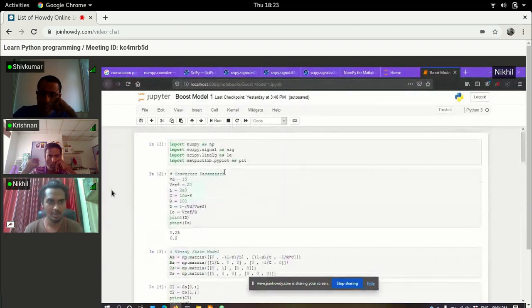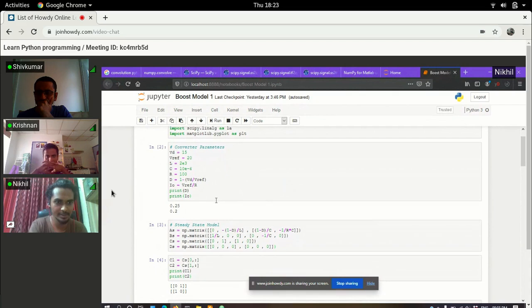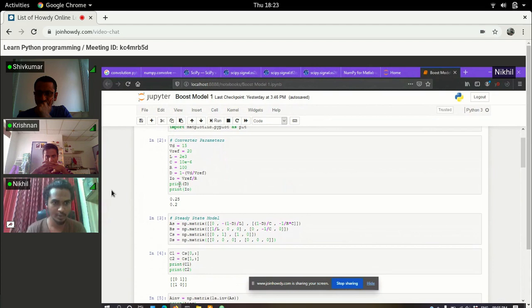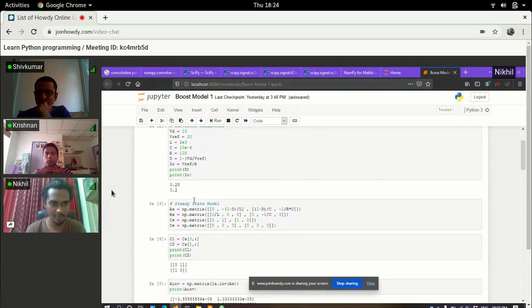This is the notebook. I have imported basic packages, and these are the parameters. I have initialized the input to 15 volts. Reference is, for example, 20 volts. L and C are 2 millihenries and 10 microfarads. R is equal to 100 ohms. D is the basic formula of VO by VD, and IO is V out by R. In this case, I have considered V reference because that is what we want.